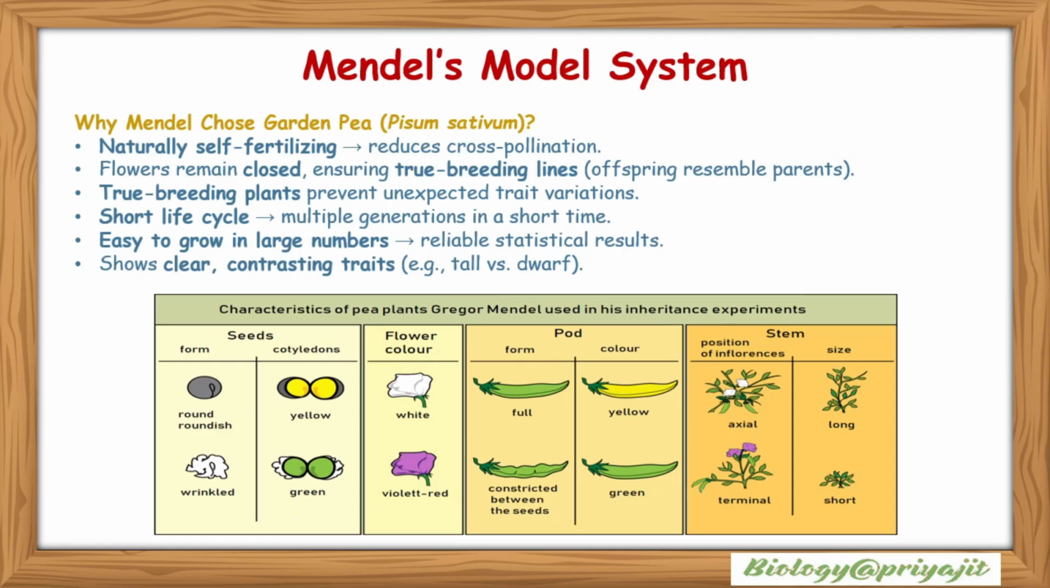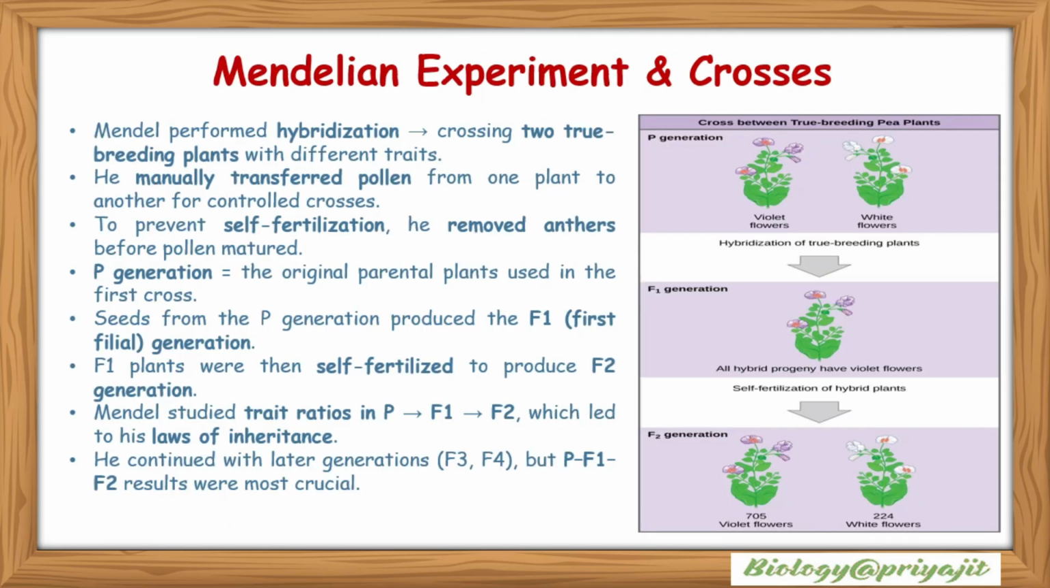It shows clear contrasting traits such as tall versus dwarf. So these are the characters. The form of the seeds can be roundish or wrinkled. The cotyledons can be yellow or green. Flower color can be white or violet-red. The pod can be full or constricted, or yellow or green. The stem position can be axial or terminal, and the size of the stem can be long or short.